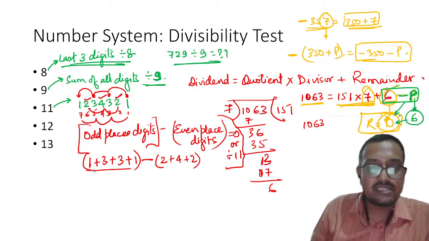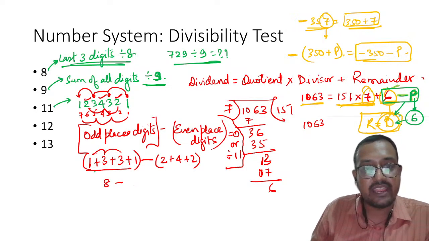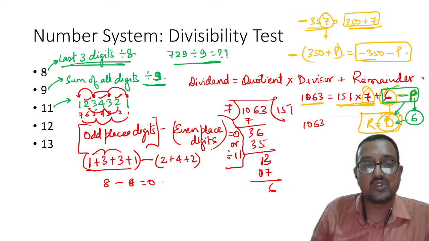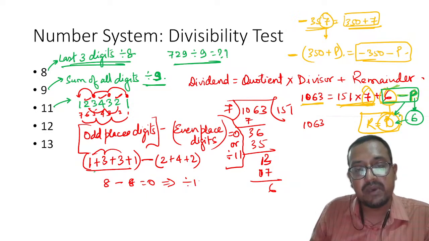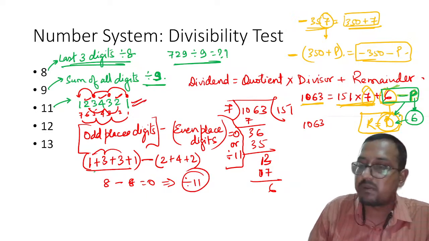What is this? This is 3 plus 3 and plus 2. So 6 plus 8, 8 minus 8. This is equal to 0. This implies that this number is divisible by 11. Understood? This number is divisible by 11.